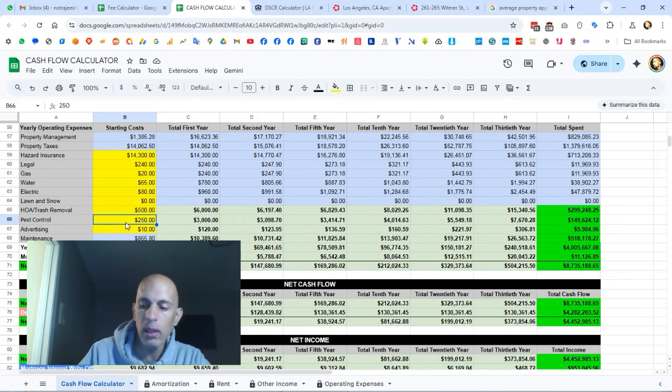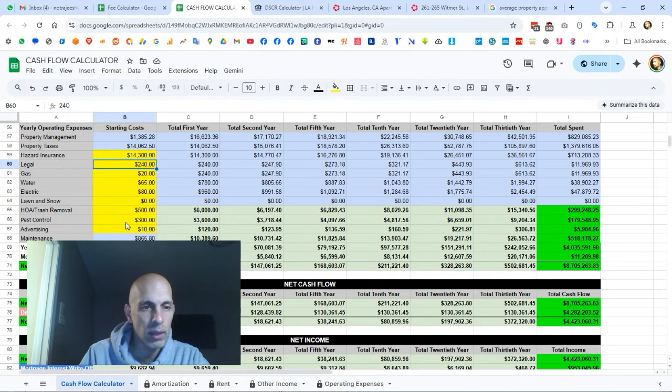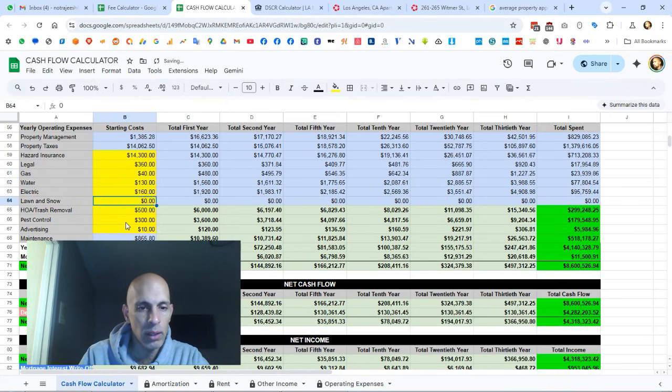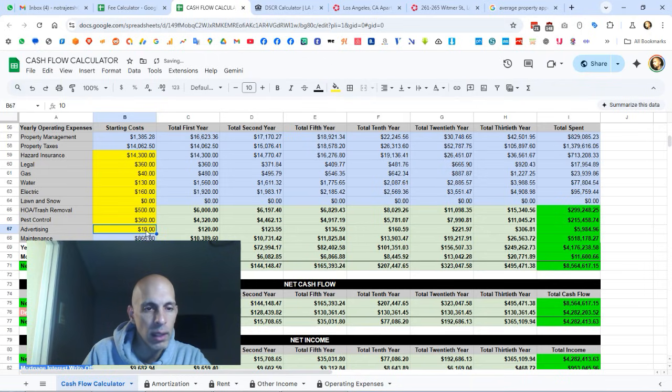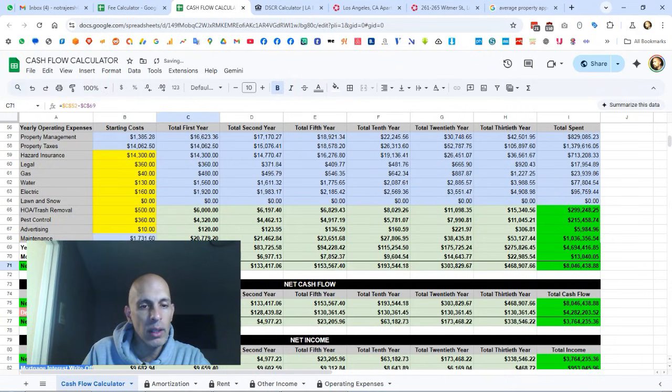What if I take pest control up to 300? Trash removal, no. Legal, let's say from there we go 360. Gas, and we double everything else, okay? So 40 for gas, 130 for water, 160 for electric. Now we're down to 138 NOI. Let's say 360 for pest control even. That's still not enough. Hazard insurance is probably not enough. Let's see what maintenance costs. Let's see if we double maintenance. Now we're at 127. Now we're in the right range.